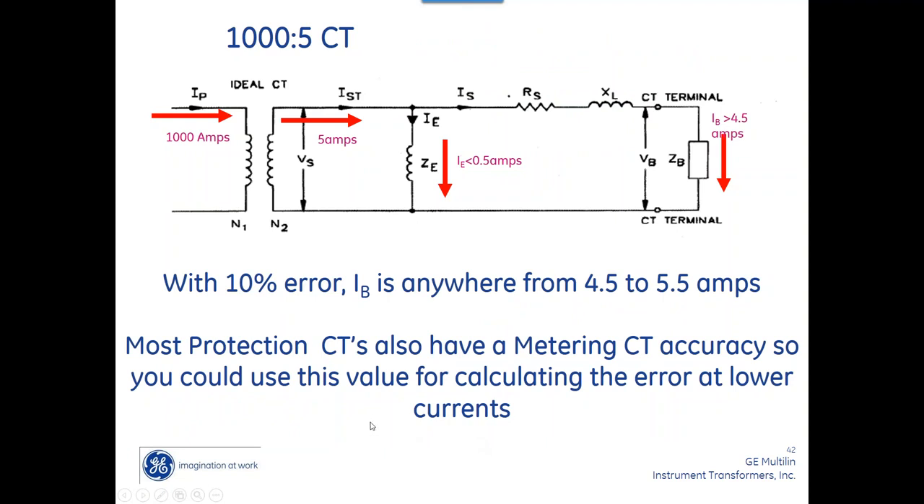This is actually the equivalent of the current. So what happens is we actually lose that 10% current right here in the magnetization. Because of that 10%, out here on the terminal voltage you can see anywhere from 4.5 to 5.5 amps on the secondary, because of the way protection CTs are designed. The reality is, as I mentioned, most have a metering CT, so we usually have much better accuracy than even what the standards require.